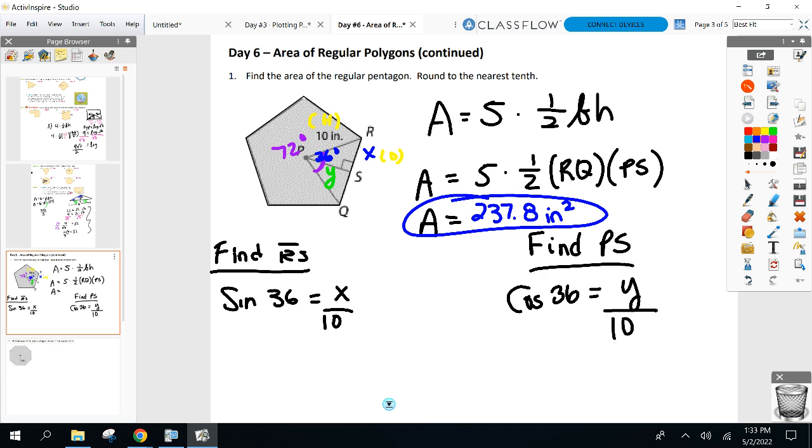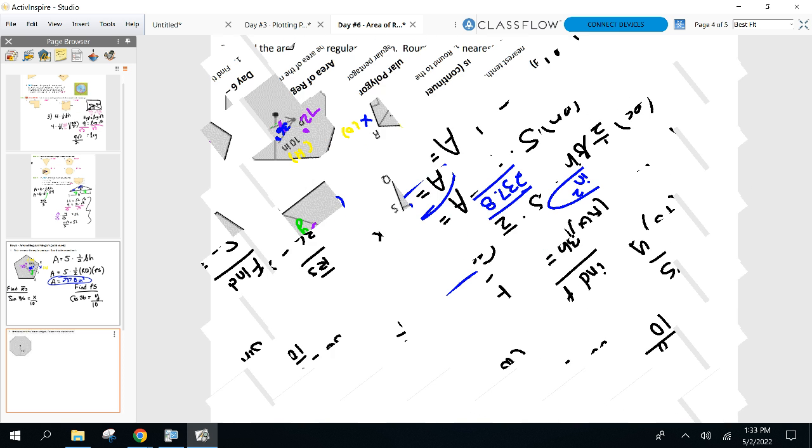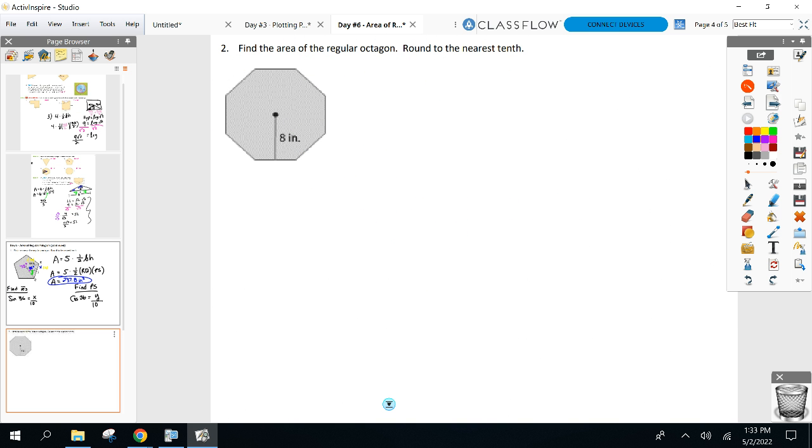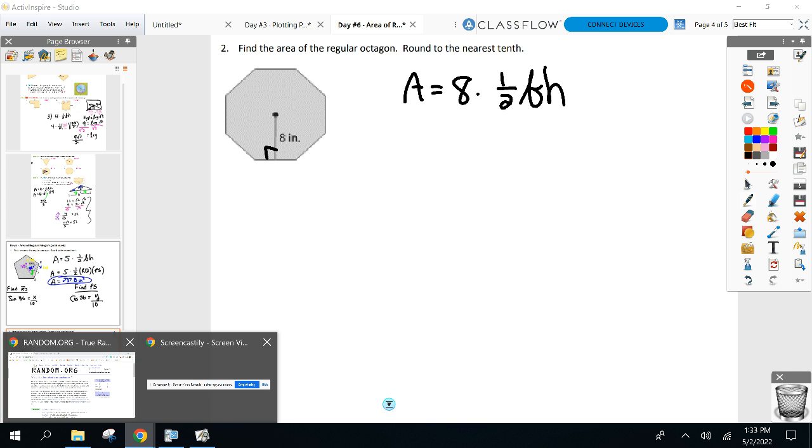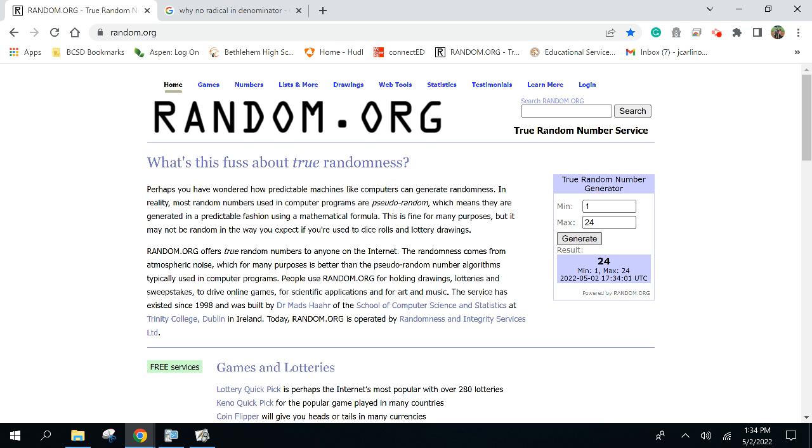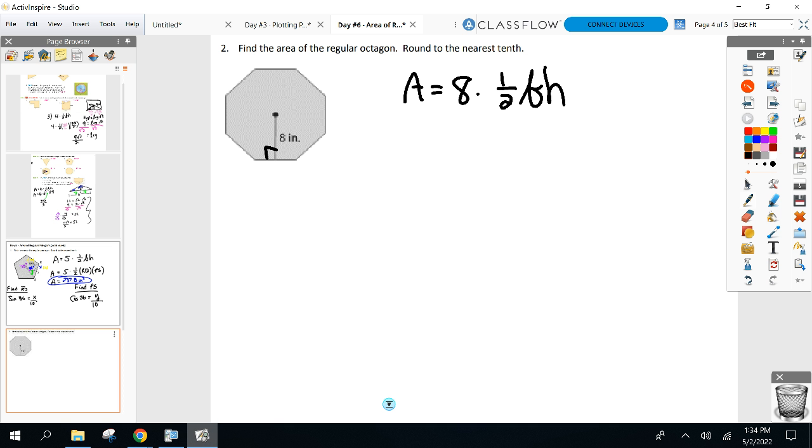Pentagon. Octagon, you say? You got it. Just so this goes a little quicker, I am going to let you know that 8 inches, it's perpendicular. 8 triangles at 1/2 BH apiece. What did I already give you? No need to find it. Already given. What did I already give you?